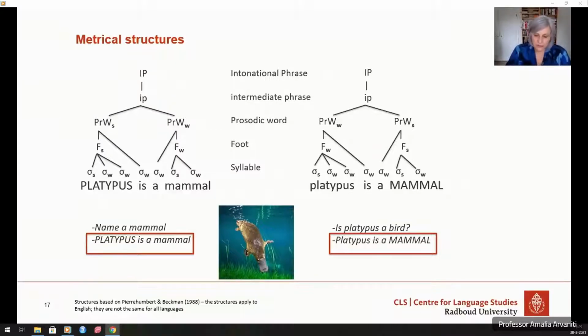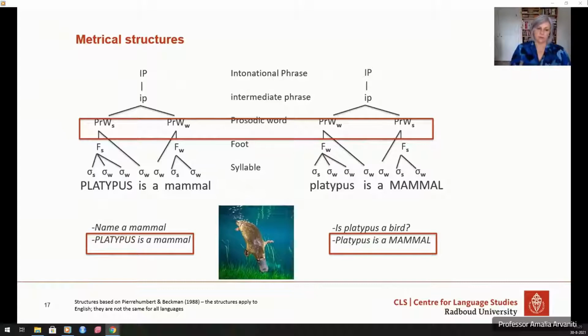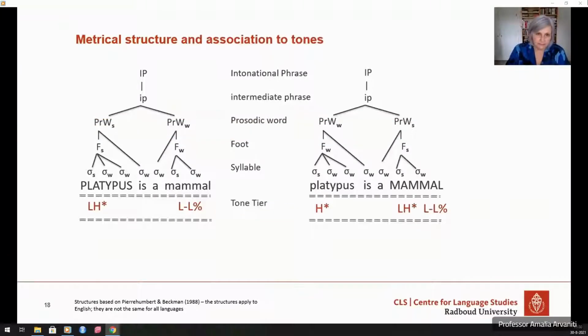What is of particular interest to us here is the fact that when we look at the prosodic word level, we see that the strength relationship is reversed in the two utterances. In "platypus is a mammal," the strong prosodic word is platypus, and it is the last strong prosodic word in this phrase. Whereas in "platypus is a mammal," it is mammal that is the strong prosodic word. And this has consequences about the tune that will be used and how it will be implemented.